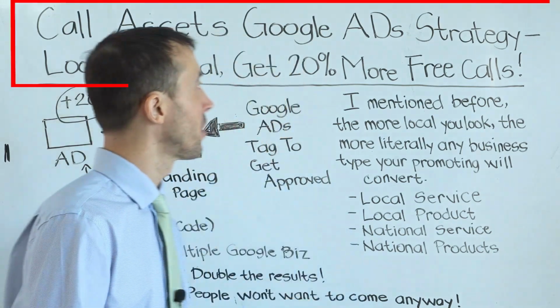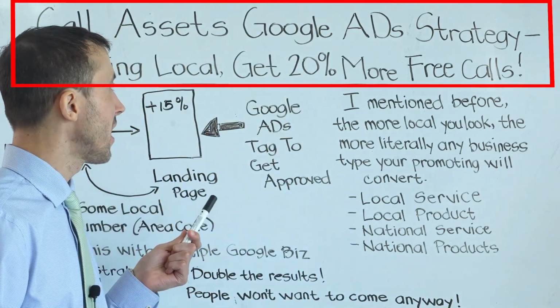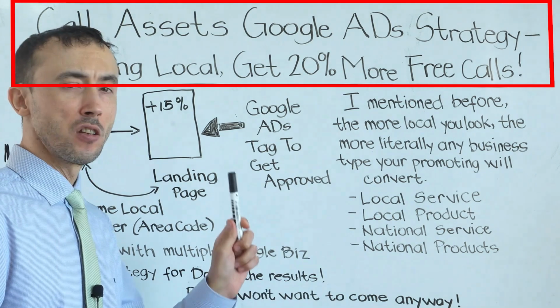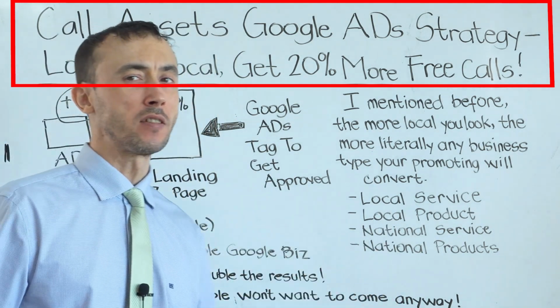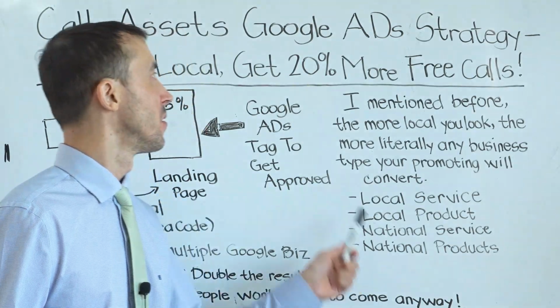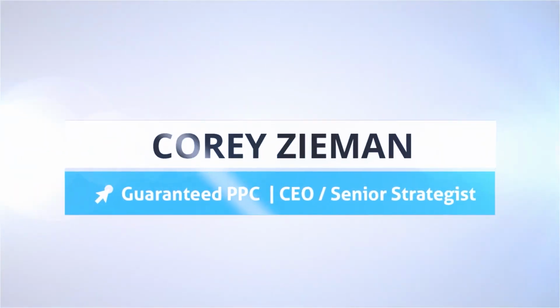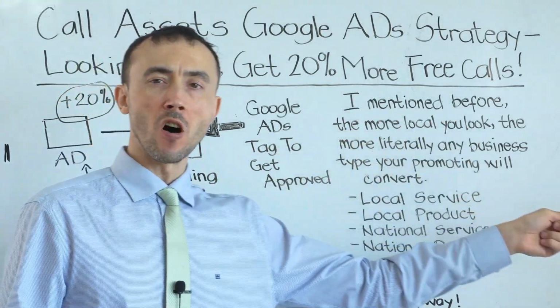Okay, today's video, we're going to talk about call assets in Google Ads and the strategy that we have for it to look more local, basically using a local number. We'll get you 20% more free calls, okay?